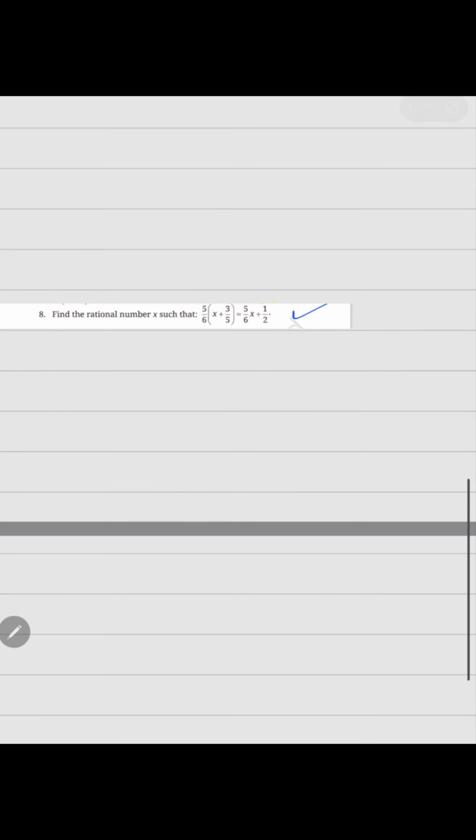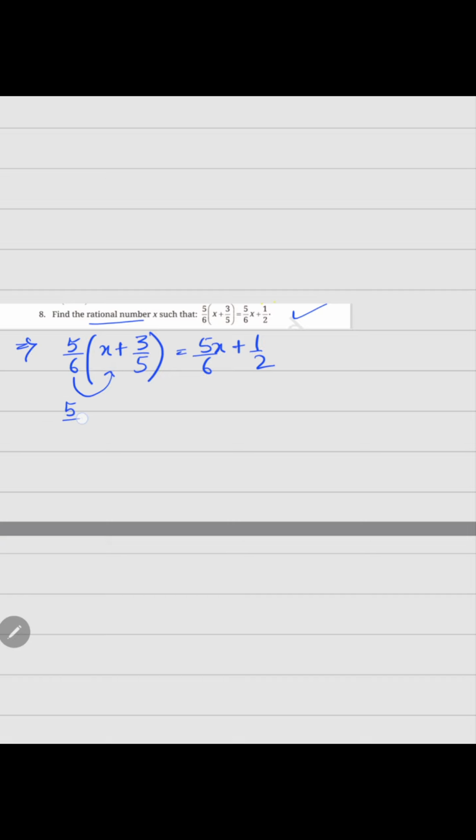Now this is our 8th question. Find the rational number x. We have to solve this given equation. Firstly we write down the given equation. We have to use the distributive property over addition. 5/6 multiplied by x, then use the symbol of addition, 5/6 into 3/5.